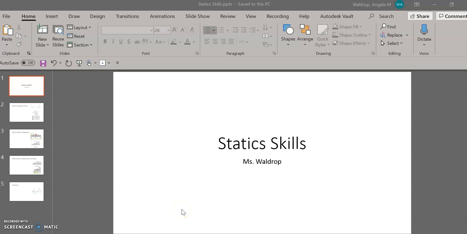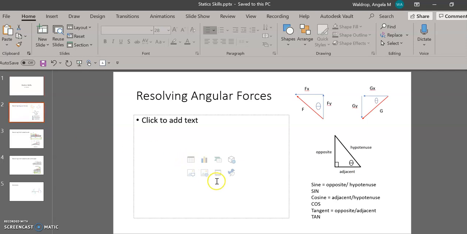Okay, what we're going to work on today is some basic skills that we need to make sure we know in order to do statics problems. These skills are going to be basically resolving angular forces, resolving distributed loads, and also looking at moments to make sure that we correctly calculate and determine the sign of those moments. First up is resolving angular forces.